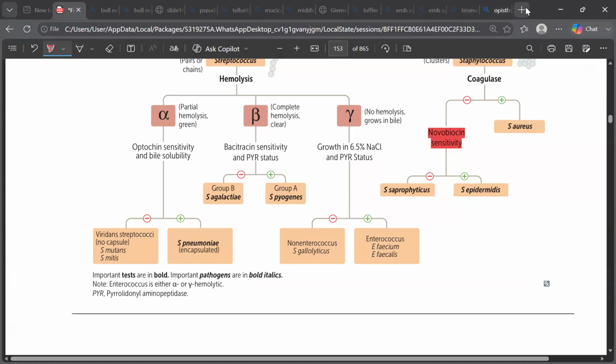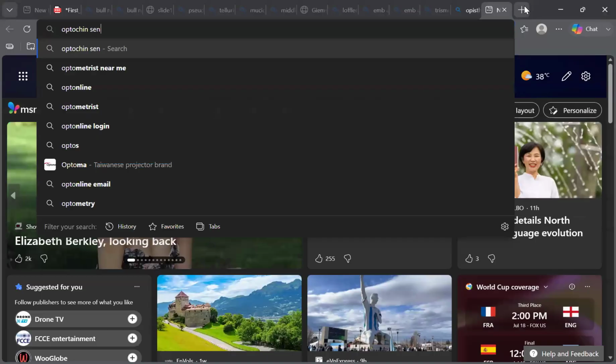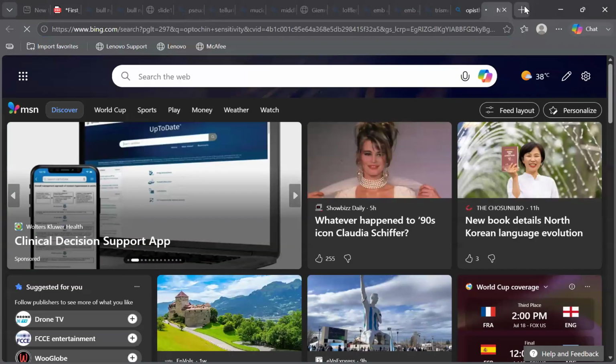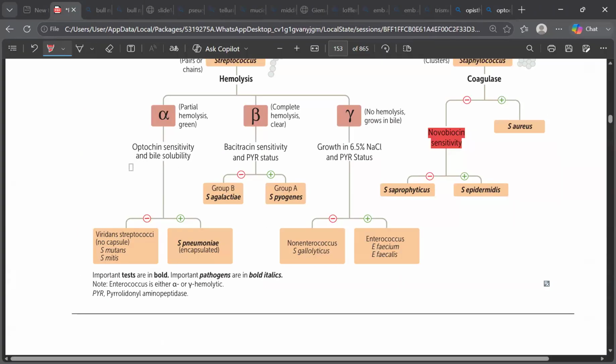Optochin sensitivity. I have no idea what that is. Lab tests used to presumptively identify Strep pneumoniae by observing its susceptibility to ethylhydrocupreine hydrochloride. Okay. So it is basically a molecule used to separate S. pneumoniae, which is encapsulated, from viridans and S. mutans or S. mitis.